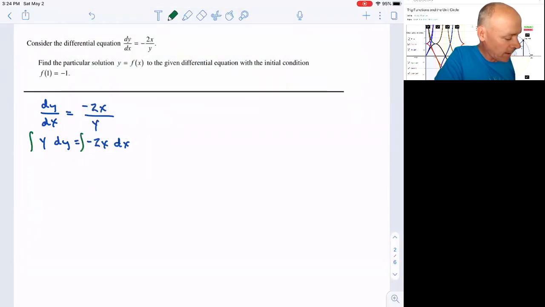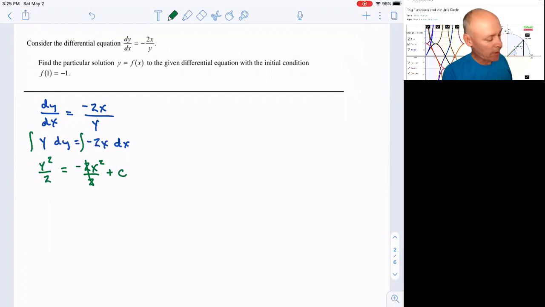Then I want to integrate both sides of my equation. When I integrate the left side, I'm going to get y squared over 2 is equal to, and when I integrate the right side, I'm going to get negative 2x squared over 2, and I can cancel the 2's. Then I have to remember to add my plus c. Okay, so I've integrated both sides. Now my next step, I'm just going to rewrite y squared over 2 is equal to, don't forget that negative sign, negative x squared plus c.